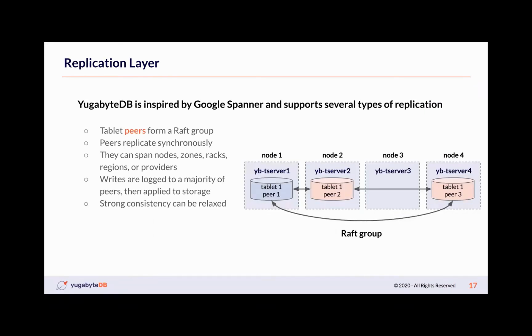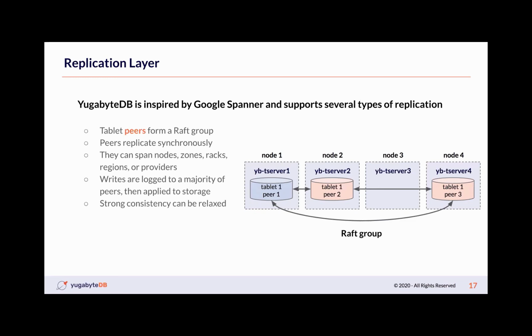On the replication side, each tablet, or each split that we discussed in the previous slide, is actually replicated across different nodes. The tablet peers form a raft group, and the peers replicate data synchronously using a consensus protocol. So the way this works is the tablet leader, which is in this example on node 1 for tablet 1 peer 1, receives the write request, and it sends the write request to itself, node 2 and node 4 and waits for a majority of these three to commit the data. So itself and one other node minimally to commit the data.